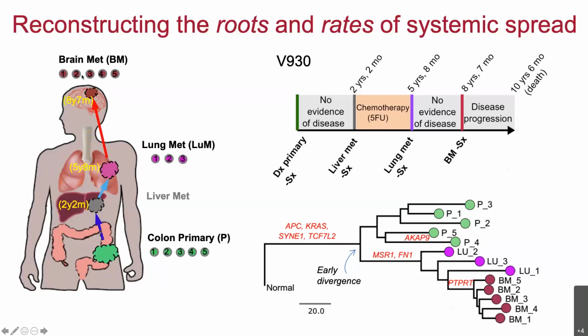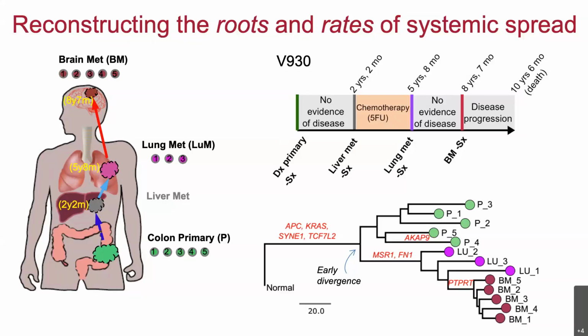And we do this many times over. And what you'll see here is that our inferred patterns of dissemination match very well with what we know clinically about this patient's disease course. So this is all very nice, and in some ways, it's quite exciting that we can leverage these patterns of diversity and evolutionary principles to start to uncover the routes of systemic spread.